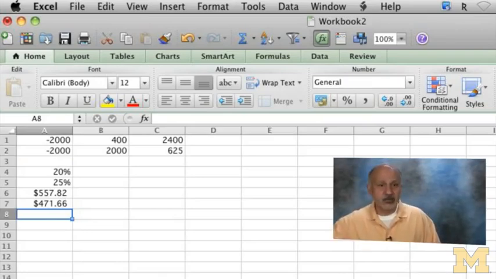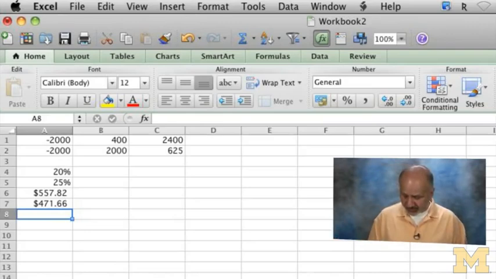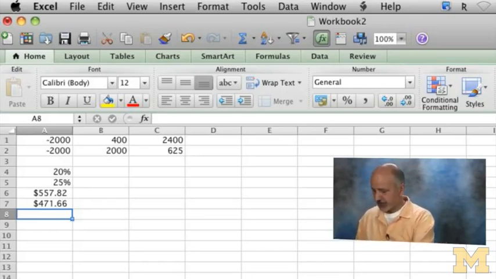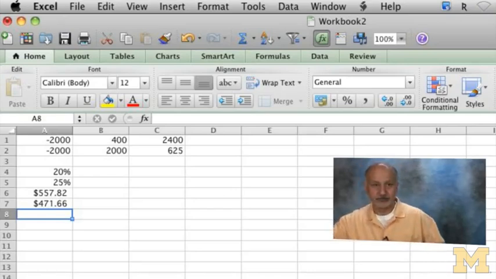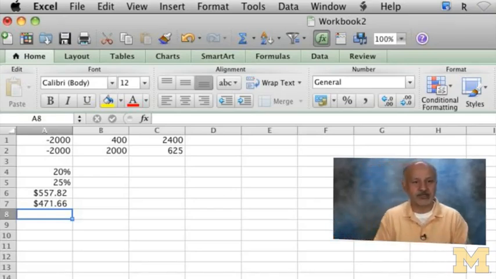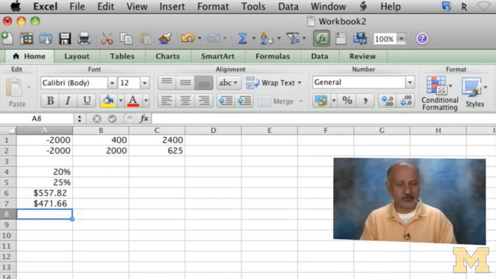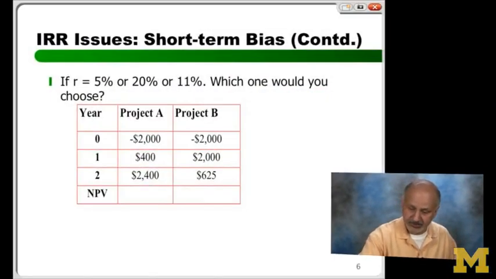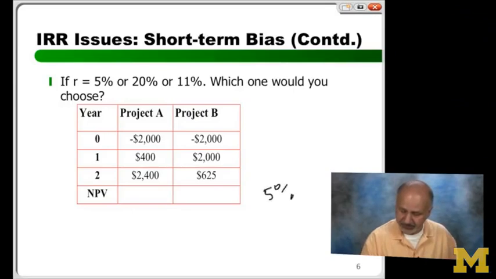471.66. So what I'm going to do now is go back and write out all these numbers, and confirm that we are all on the same page, okay? So just give me a second here and we'll get going. So remember the two numbers we just did. We did 558 and 472. And let's go back and work with this now.